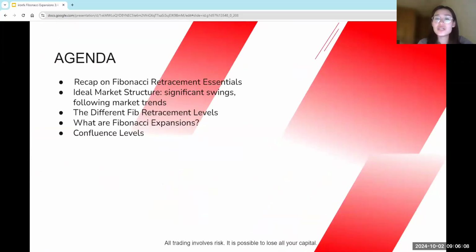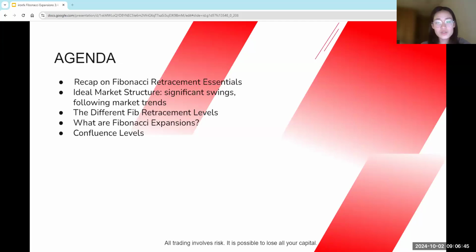So here's our agenda for today. We are going to do a quick recap on Fibonacci retracement essentials, so what exactly you should look out for. We'll look at the ideal market structure, so looking out for significant swings, following market trends, and then we'll get into the different Fibonacci retracement levels because we are still using that Fibonacci retracement tool. Then we'll dive into what Fibonacci expansions are and different confluence levels that you can use with the expansions that we're going to learn today, as well as the other Fibonacci techniques that we've learned in the previous 2 weeks.